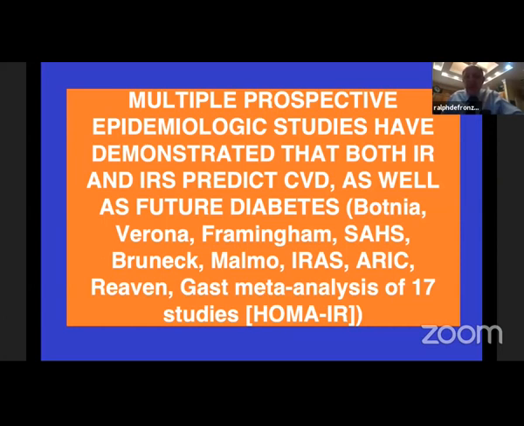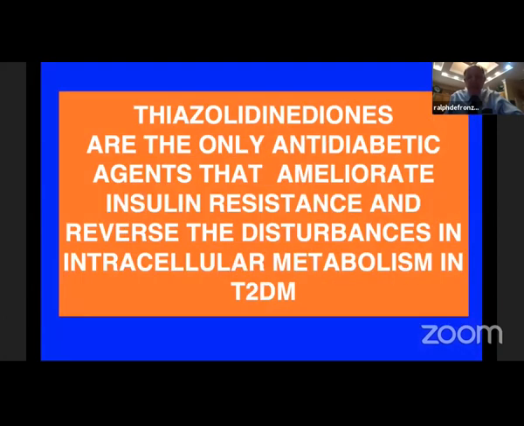So the Botnia study in Sweden, Dr. Groop's study, the Verona study, Enzo Bonora's study in Verona, Italy. Everybody knows the Framingham study. Dr. Michael Stern and Steve Haffner, the San Antonio Heart Study, the Bruneck study, the Malmö study, the ARIC study. I can go on and on and on. Every one of these studies showed that insulin resistance predicted cardiovascular events.